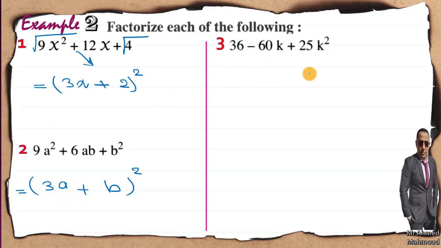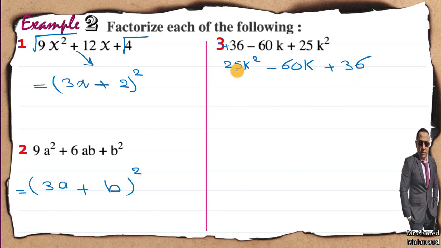Next, 36 minus 60k plus 25k to the power of 2. The order is ascending, and I used to factorize in descending order. So I'm going to start with 25k power of 2, negative 60k. Don't forget, I arrange according to the powers of k. Here the greatest power, here the middle power, and here positive 36, positive because the sign of 36 is positive. So this is 36k power of 0. I don't write power 0.